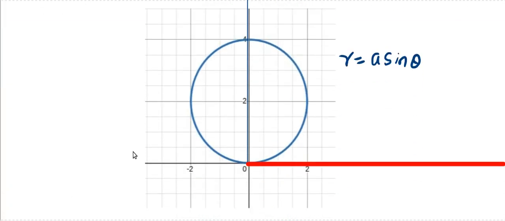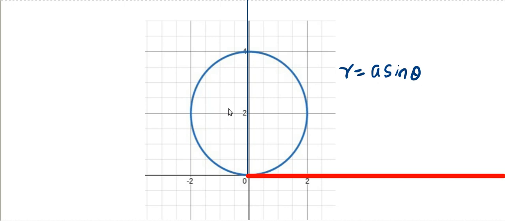Okay, now this is something new. Suppose they ask, evaluate the area of the circle r equal to a sine theta. First of all, you have to understand, if you move from theta equal to, okay, I'll use another color. This is theta equal to 0 degrees.